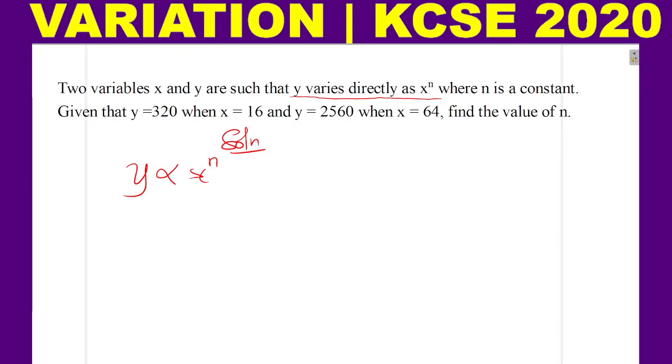The next step, we get rid of the sign of proportionality, we remove that, and we introduce the equal sign, and we also introduce a constant of proportionality. So the next statement will be y is equal to, we introduce a constant, and we can name that constant either k or any other letter that you prefer. So my constant will be k, then x raised to power n.